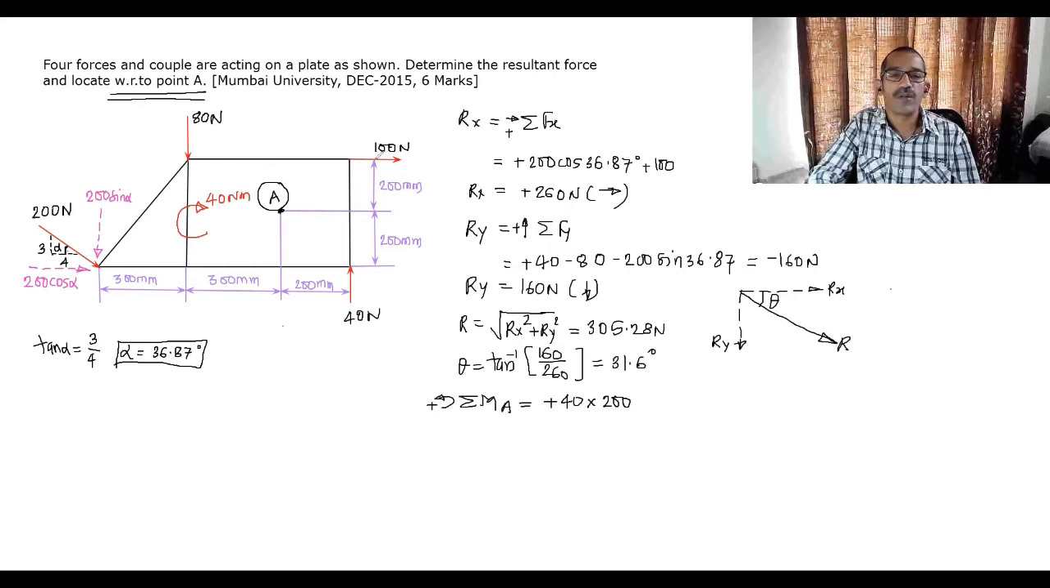Now the 100 Newton force is acting in the rightward direction. If you imagine a bar like this from A to this point, in what direction will this bar rotate about point A due to 100? Clockwise direction. That means minus 100. Which distance? Force is horizontal, so the perpendicular distance is the vertical distance. That means this one is 200.